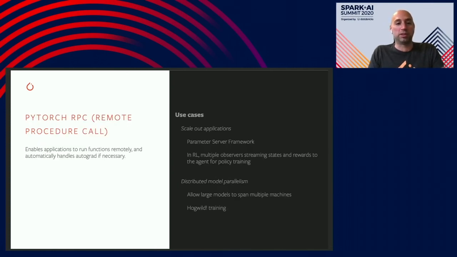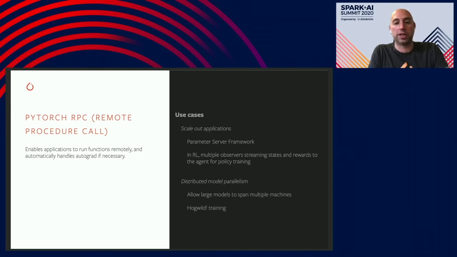So we built this thing called PyTorch RPC, or remote procedure call. And basically, what this does is enables applications to run functions remotely and automatically handles that autograd and everything that goes along with that autograd if needed. So, for example, I could be running parts of my network, like maybe a subgraph of my network, on a remote machine. I could be running the autograd, the auto differentiation, and so on, all remotely.